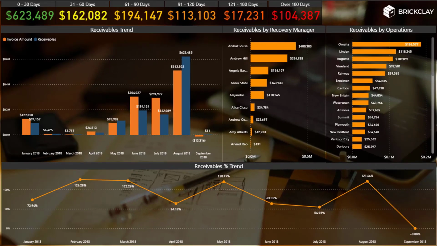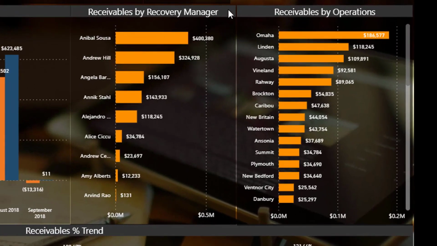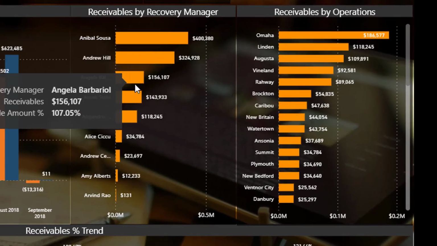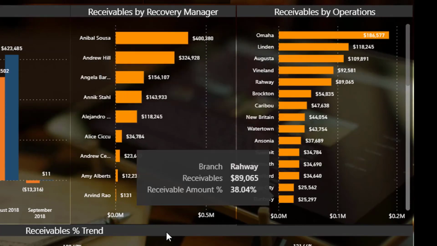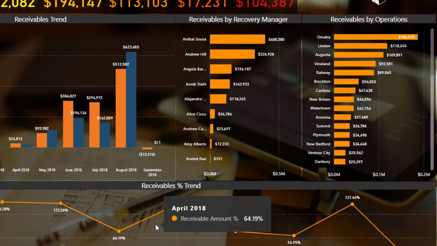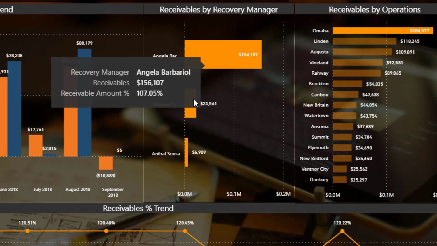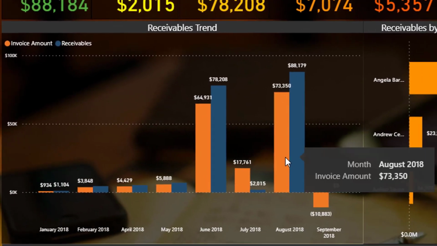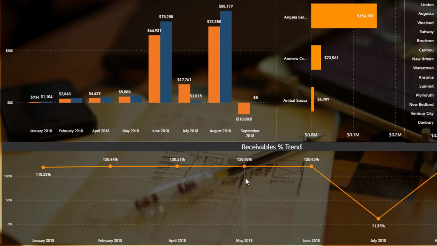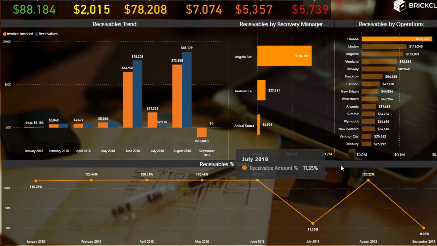Receivables Trend Analysis empowers reviewing top business actors that need to be addressed, like top recovery managers, operations, and their trend breakups. Upon selecting Omaha branch, we can review respective recovery managers, monthly breakups in the receivable trend chart, and percentages of receivable in the receivable percent trend chart.